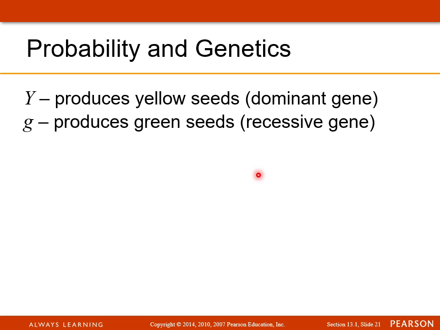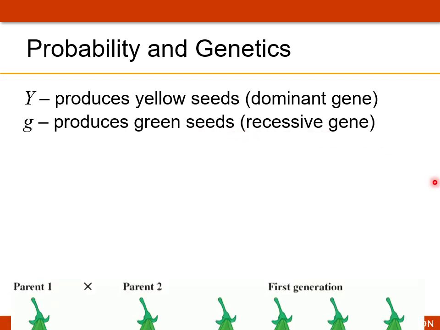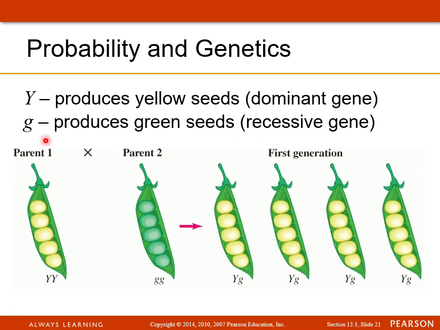If we are looking at Y, which produces yellow seeds, that's the dominant gene, and G, which produces green seeds, is your recessive gene. If you have a parent with YY and a parent with GG, then in the first generation, we get YG, YG, YG. They all end up being yellow because that's the dominant gene.